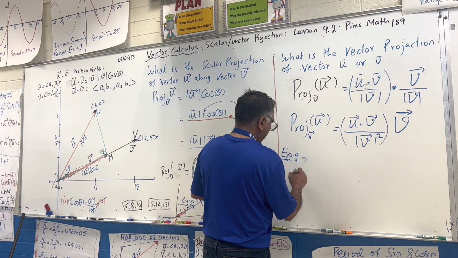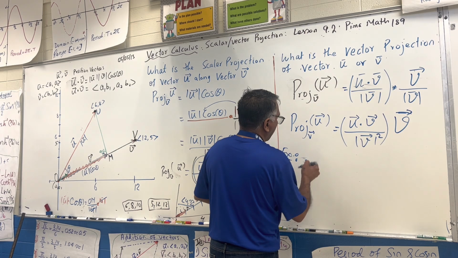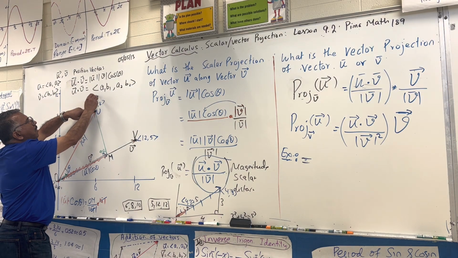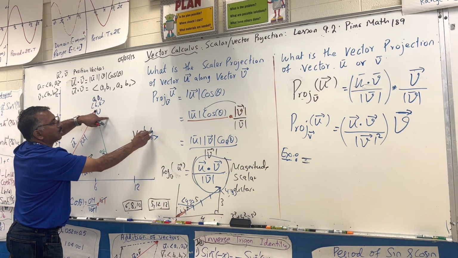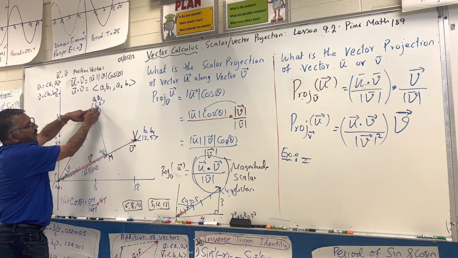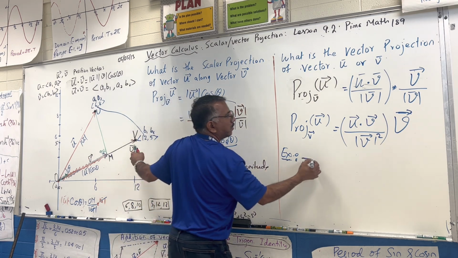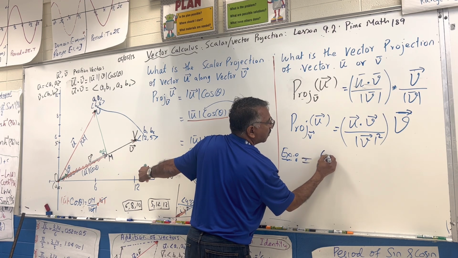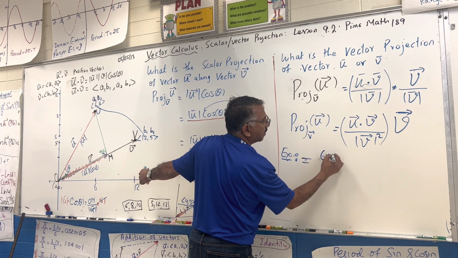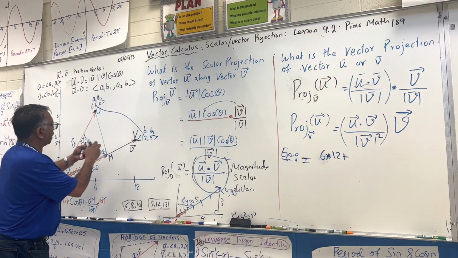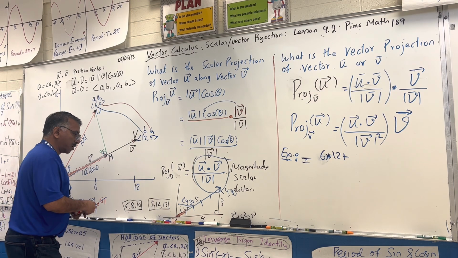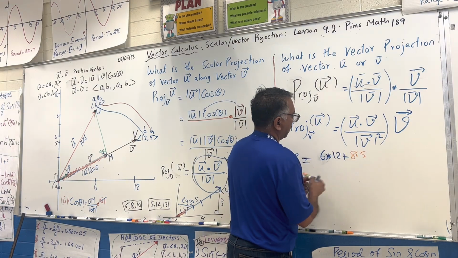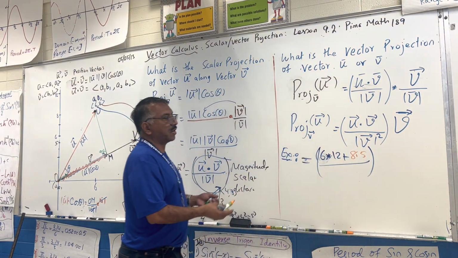So the answer is u bar dot v bar. You have those two vectors: this is a1, a2, and this is b1, b2. When you want to do a dot product, you multiply 6 times 12 plus, and then you multiply the 8 and this one, so 8 times 5. That is the top part, and the bottom part is the magnitude of v.